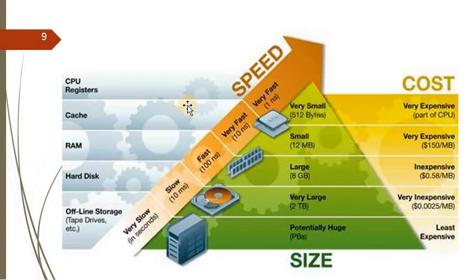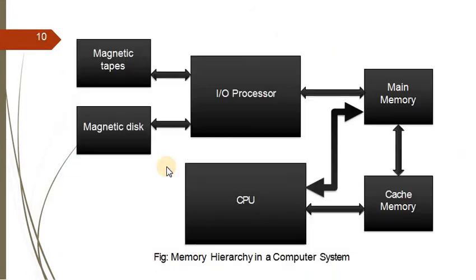So this is the hierarchy in another way I have given. Memory hierarchy in a computer system: the CPU is directly connected to cache memory, and cache memory is connected to the main memory. Then main memory and the CPU are connected. Then the input output processor, magnetic tapes, and magnetic disk. So this is how the memory hierarchy is in computer systems.